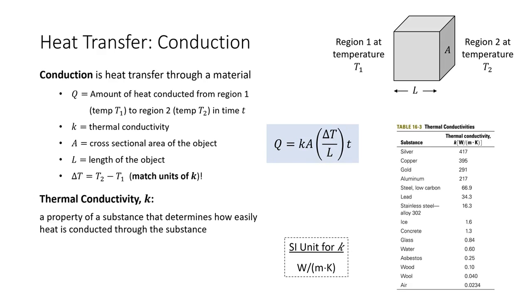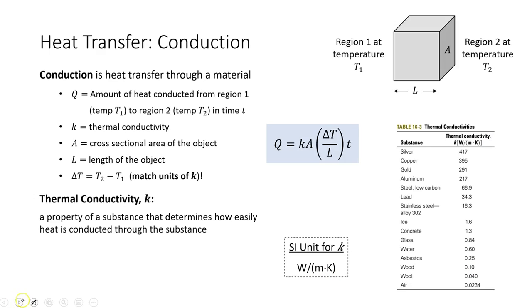And so if you do a unit comparison and you want to make sure that the units on the left-hand side of this equation, joules, are equal to the units on the right-hand side of this equation, we can see that the units of K have to be equal to watts, which remember are a joule per second, divided by meters divided by Kelvin. Okay, so those are going to be the SI units for the thermal conductivity K, and you can see that those are the units that are given in our table on the right-hand side.